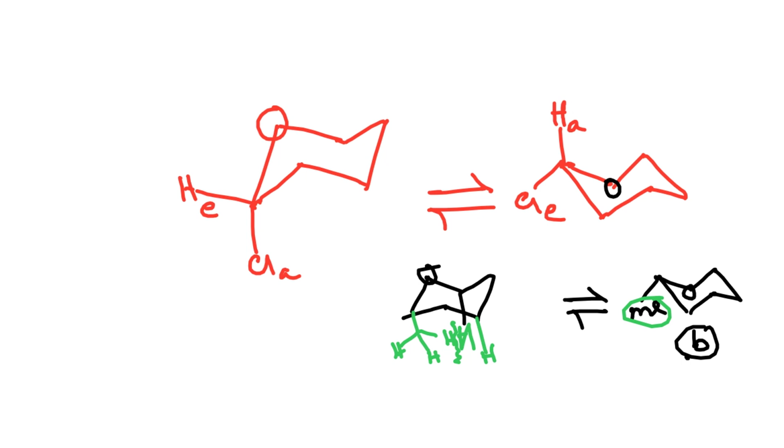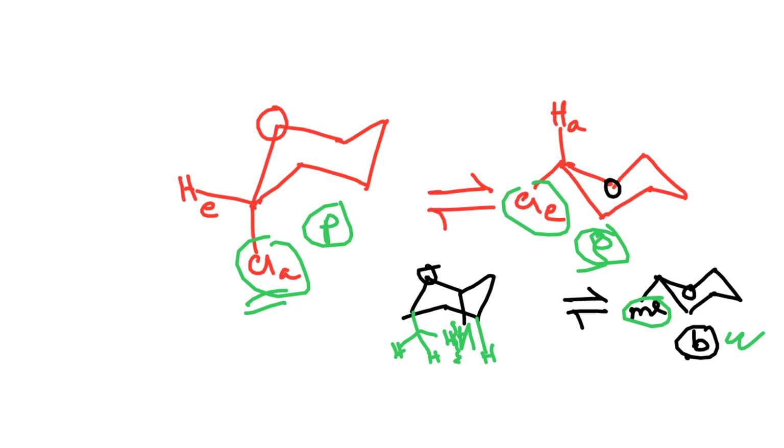This is also called Gauche butane interaction. You can call it either axial interaction or Gauche butane interaction. Both are actually the same. So because of this Gauche butane or axial interaction, B is more stable while methyl is in the equatorial position. But what about this? If this is P and this is Q, in case of P, the chlorine is in axial position. In case of Q, the chlorine is in equatorial position. In this case, which one is more stable?